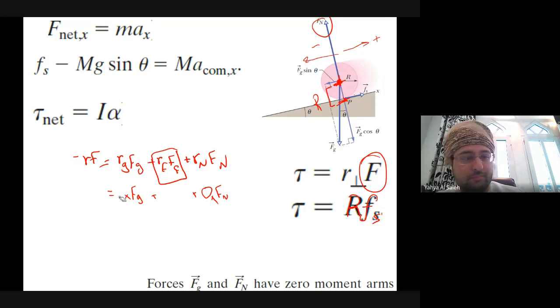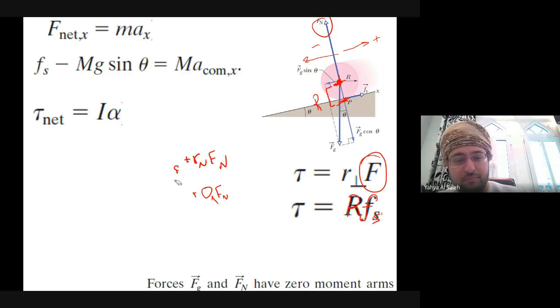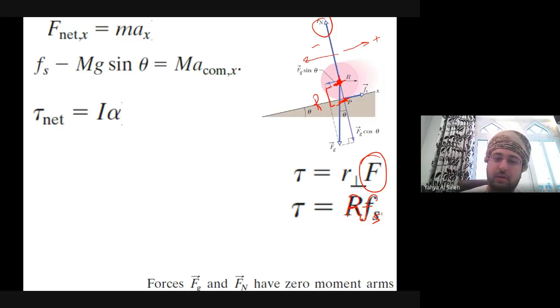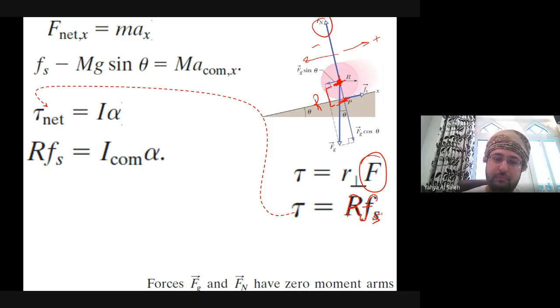All right. So my torque is R Fs, which is equal to I alpha.